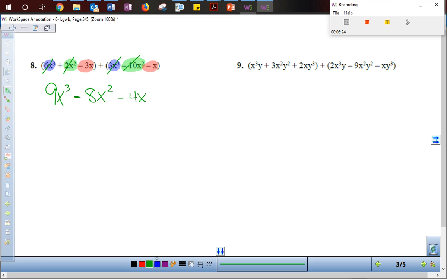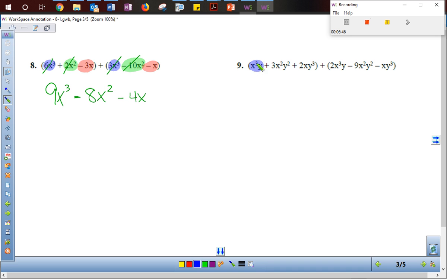Now double check that it's in standard form. I have a degree of 3, 2, and 1, so we're okay. On number 9, we've got a couple of different variables in the mix, and that's okay. What needs to happen is they still need to have the exact same variables raised to the exact same power.